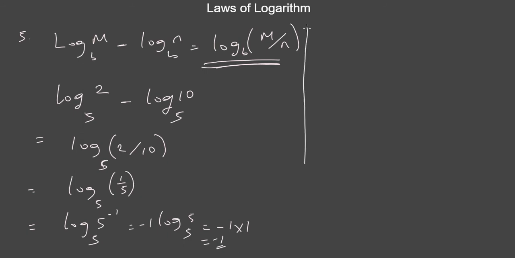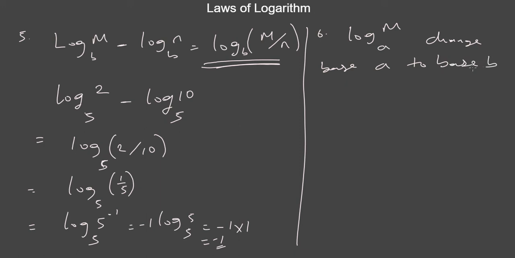So let's talk about the sixth law. If you have log m to base a and you intend to change the base, so you want to change base a to base b, how do you go about it? This is a kind of change of base law. You can easily do that by saying log m to base a is equal to log m to base b, everything divided by log a to base b.